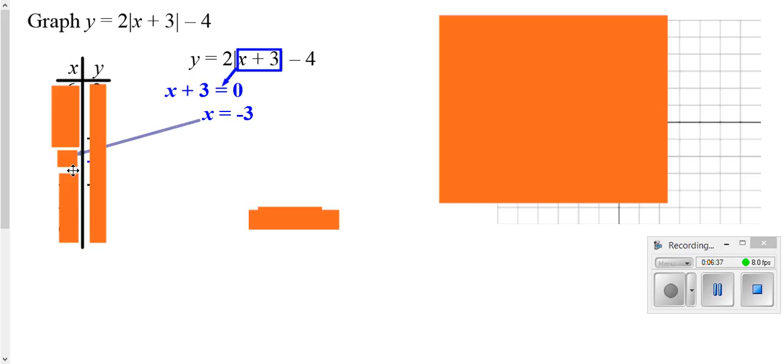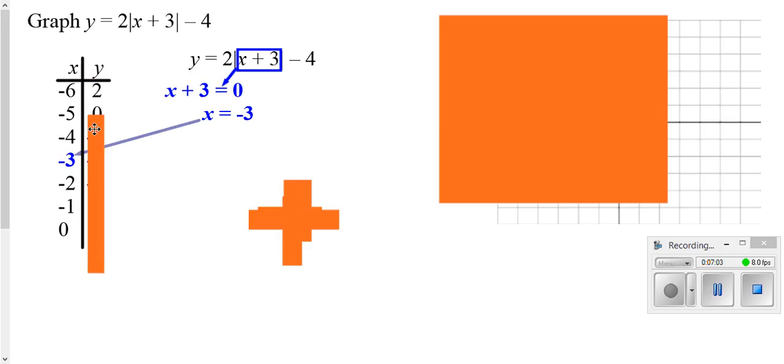So now we're going to choose numbers on each side of negative 3. So I'm going to try the first three numbers to the left of negative 3 on a number line, and the next three numbers to the right on a number line. All we have to do now is make ourselves a t-chart, plug these numbers in, and plot our points. Plug in negative 6. Negative 6 plus 3 is negative 3. Absolute value of that is 3, times 2 minus 4, and we get 2.